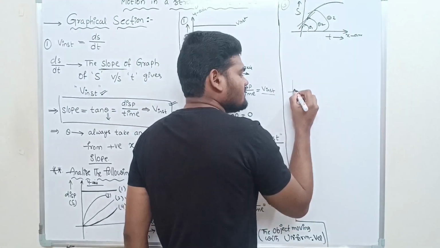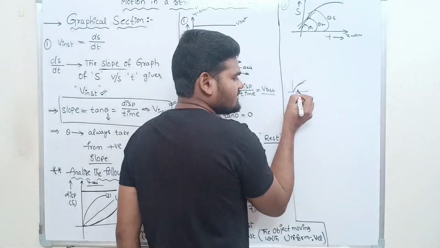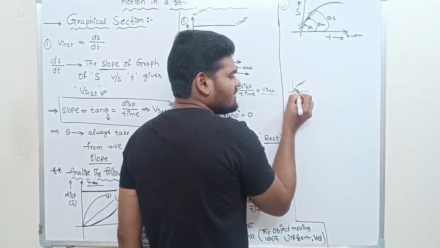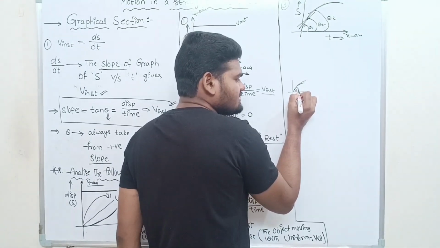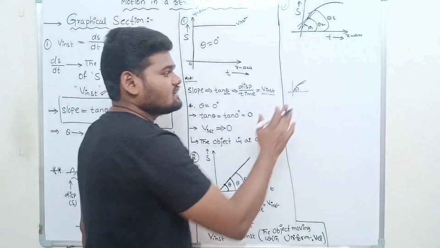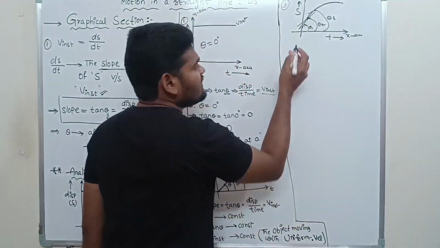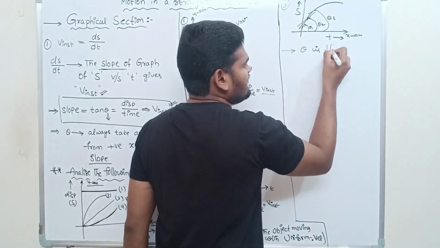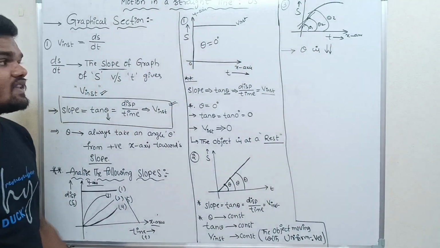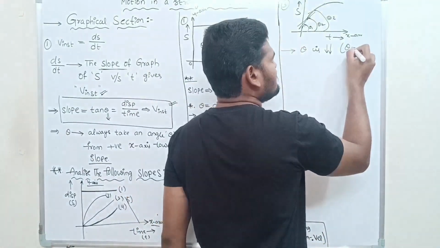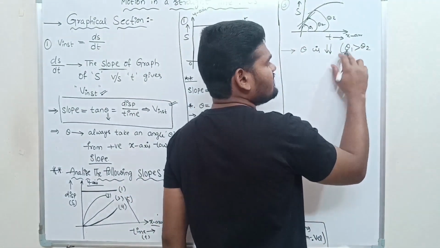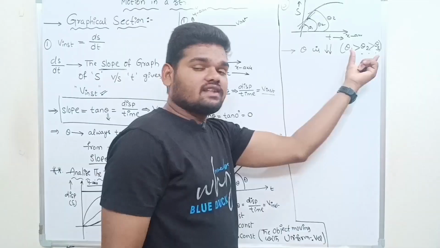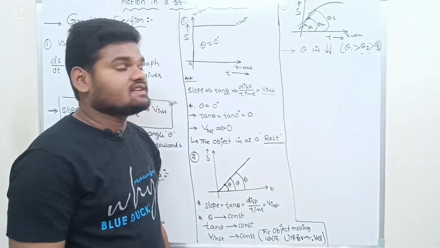Have a look. The slope is like this. Compare with this angle. This angle is small. Again compare with this angle. This angle is small. So it is clear from the graph that the angle theta decreases. Compare with theta 1, theta 2 is less. So theta 1 is greater than theta 2, theta 2 is greater than theta 3, and so on. So that means theta is decreasing with respect to time.